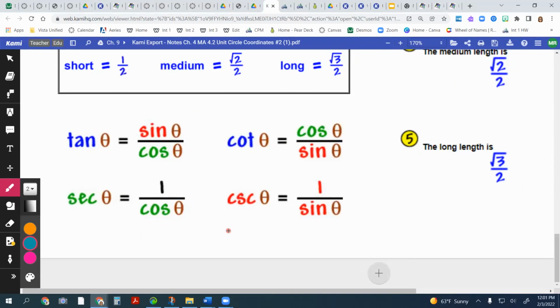Now, when I'm trying to remember which one, I think tangent and cotangent are easy ones to remember because they both have tangent in it. But if I'm trying to think about secant and cosecant, and I'm trying to figure out which one is the reciprocal of cosine and which one's reciprocal of sine, I remember S doesn't go with S and C doesn't go with C. So S is secant. So it's going to be reciprocal of not the S, but of the cosine. Cosecant starts with a C. C doesn't go with C, so it's going to be reciprocal of a sine.